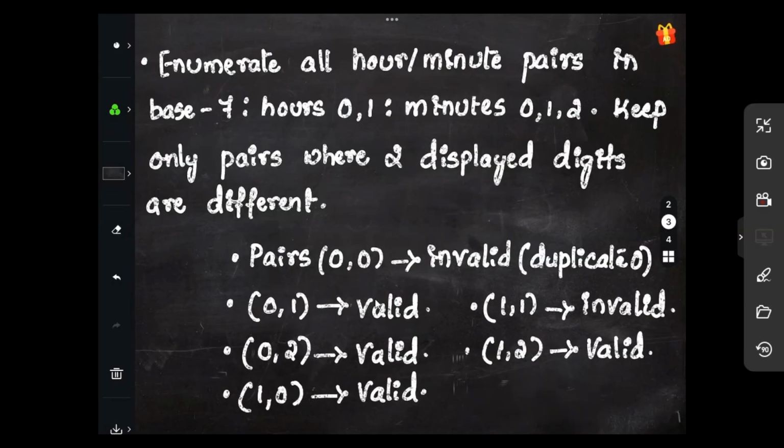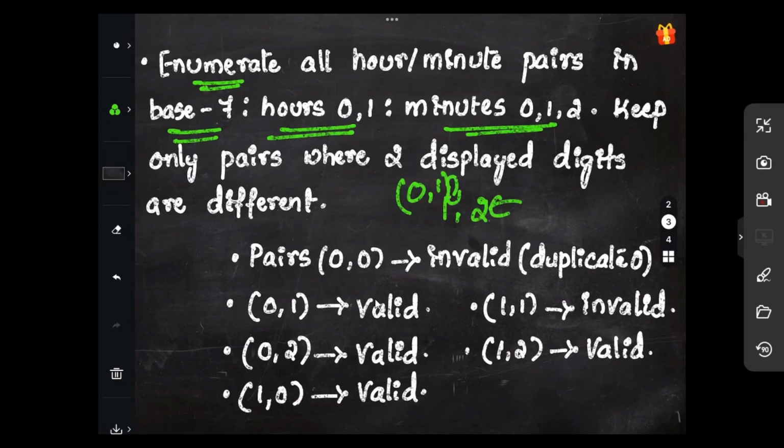Now what we will do is enumerate all the hour-minute pairs in base 7. So here the hours are 0 comma 1, and the minutes are 0 comma 1 comma 2, right? Basically we have 1 and we have 2, and we have to enumerate all hour-minute pairs in base 7, in the sense we will be considering from 0. So for the 1 it will be 0 comma 1, for the 2 it will be 0 comma 1 comma 2, right? So this is fine.